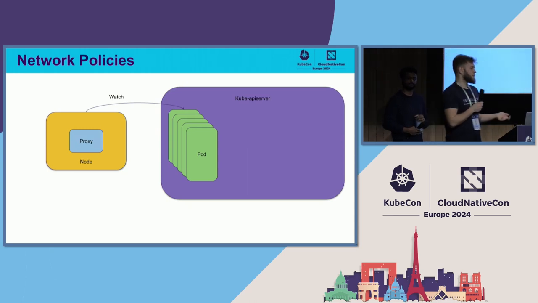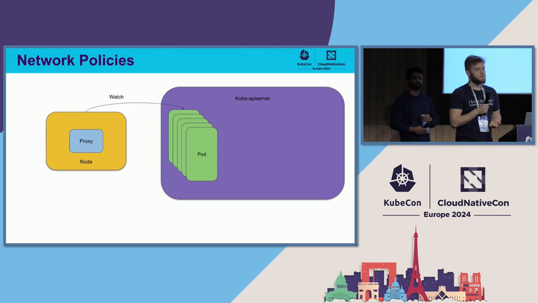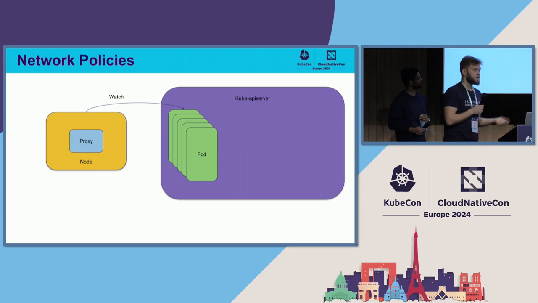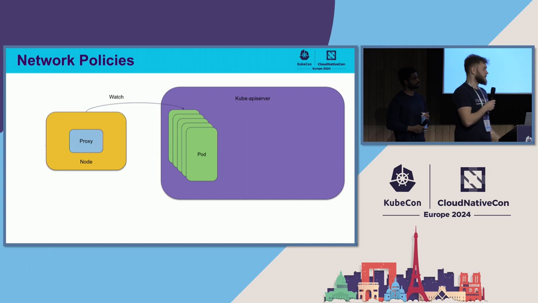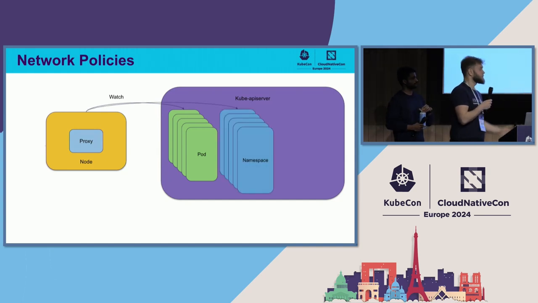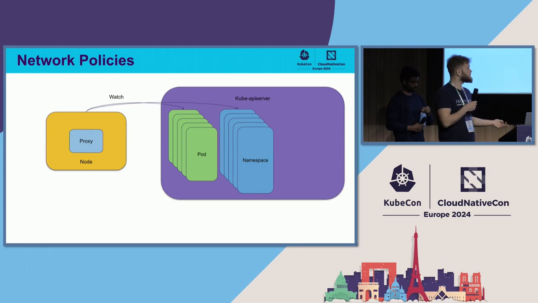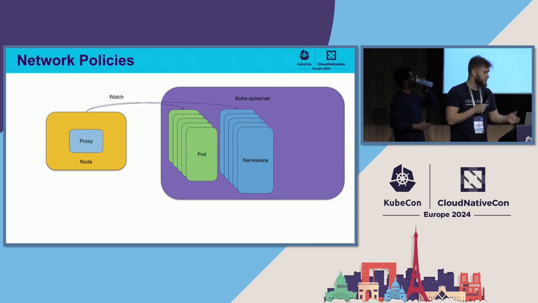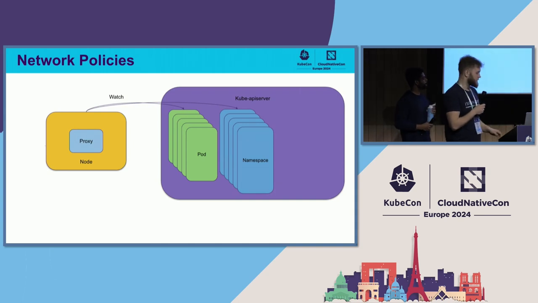Think about kubelet updating the status of the pod. As a proxy, we would be receiving all of these updates, even though we don't really care. We only care about changes to the labels in order to enforce network policies. Then of course, the network policies also reference labels from namespaces. So we need to be aware of the labels of the namespaces, so we need to watch for those as well.